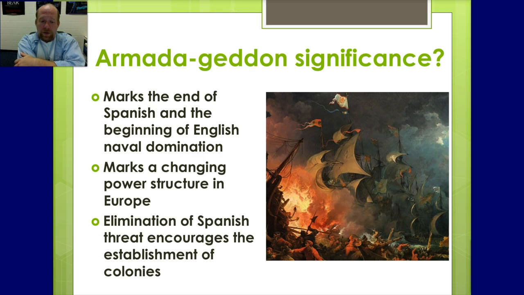And it also encouraged the establishment of colonies. Because think about it, if you're going to go across the street and a car is going to come hit you, you're not going to want to go across the street. But if you take the battery out of that car, and that car can't move, you have freedom across the road. I know it's a real crude analogy, but that's basically what happened after the defeat of the Spanish Armada.